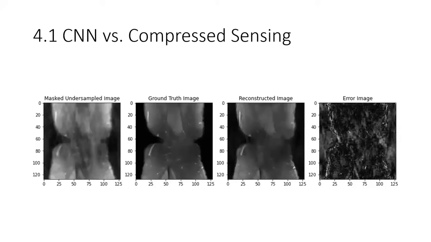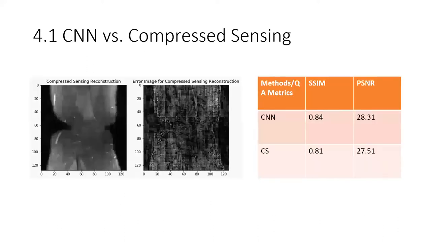For the results, both the network and the compressed sensing algorithm were fed with Poisson disk undersampled k-space images with an acceleration rate of 4. Here you can see the undersampled image, its ground truth, the reconstruction made by the network, and the following error image. Whereas the compressed sensing reconstructs the following image and the following error pattern. By looking at the SSIM and PSNR values, we can see that the network outperforms the compressed sensing algorithm for the given image.